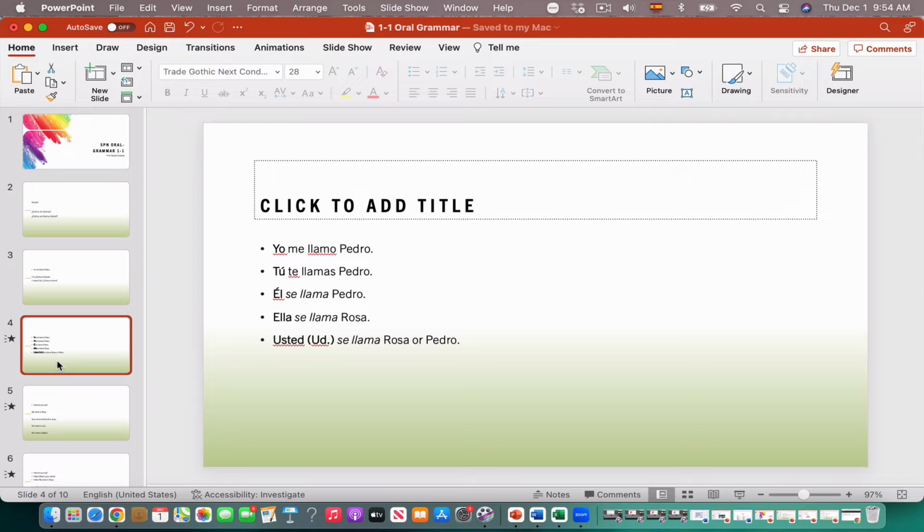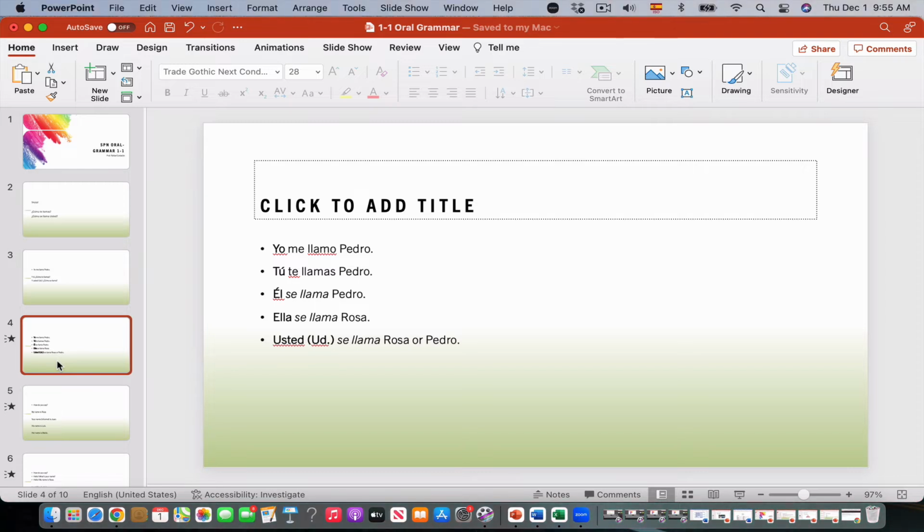And also we have usted. As we saw before, it's a difference between tú and usted. Tú is for someone who is close to you, your brother, your sister. And usted is your boss or someone who basically is one person but is in a formal situation. So in that case, you will say usted se llama Rosa or Pedro. You will see that él, ella, and usted, they use the same structure, se llama. So that means yo me llamo, my name is, tú te llamas, your name is, él se llama, his name is, ella se llama, her name is, y usted se llama, your name is. Bueno.